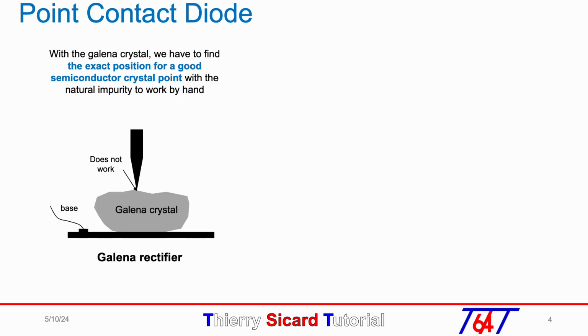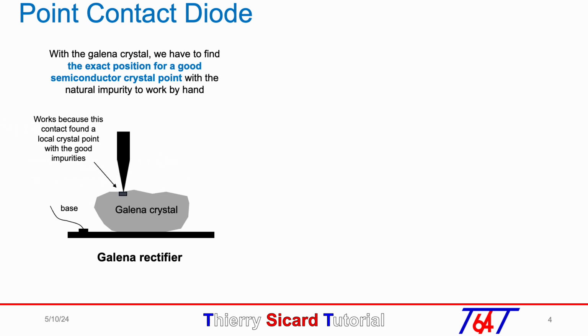Before starting the point contact transistor invention, we have to come back to the first rectifier electronic solid-state device, the point contact diode. The first rectifier was found by Ferdinand Braun in 1874. At this time, we had to find the good contact by testing different places on the galena. As in this animation, the first contact does not work, the second one either, then finally the third one works. Why? Because we find a point with a good impurity to make a rectifier.